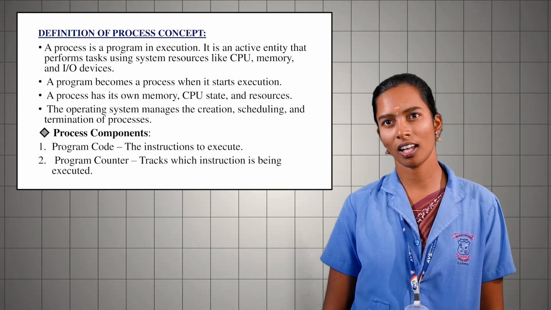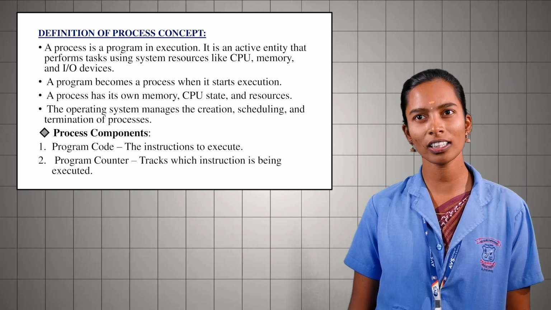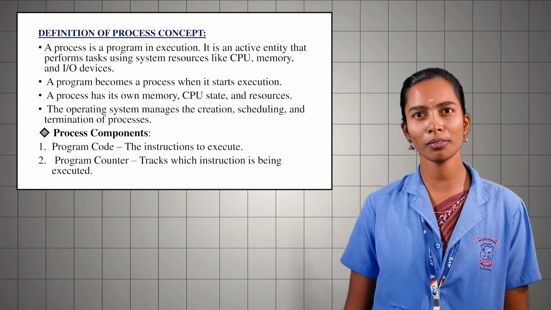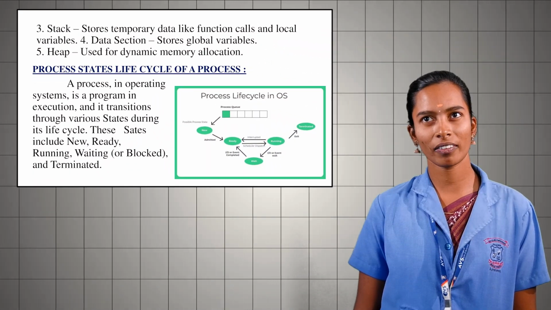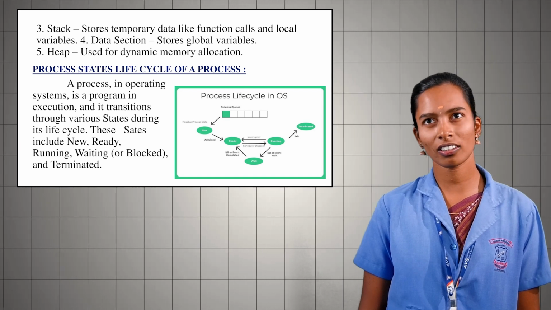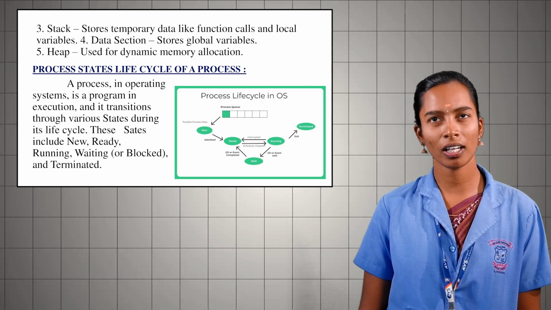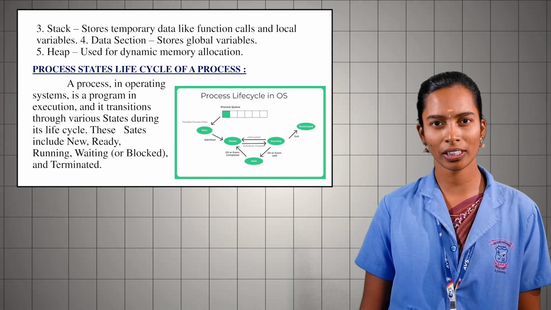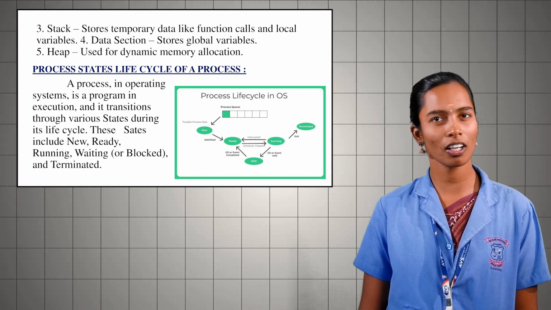Process components. Program code: the instructions to execute. Program counter: tracks which instruction is being executed. Next, stack: stores temporary data like function calls and local variables. Data section: stores global variables. Heap: used for dynamic memory allocation. Next one, process state, the life cycle of a process.